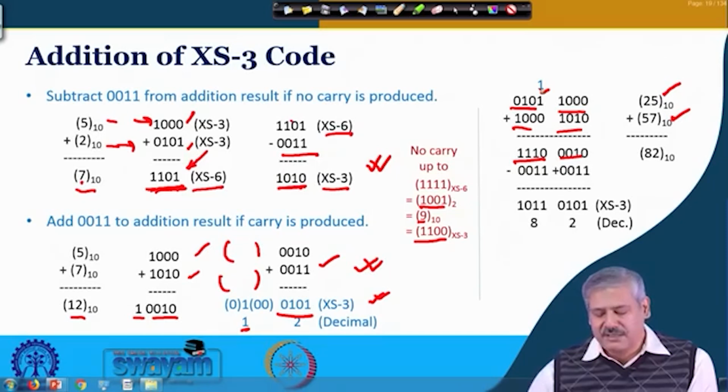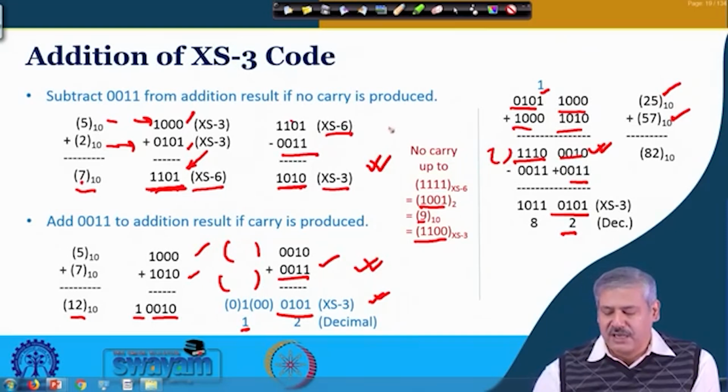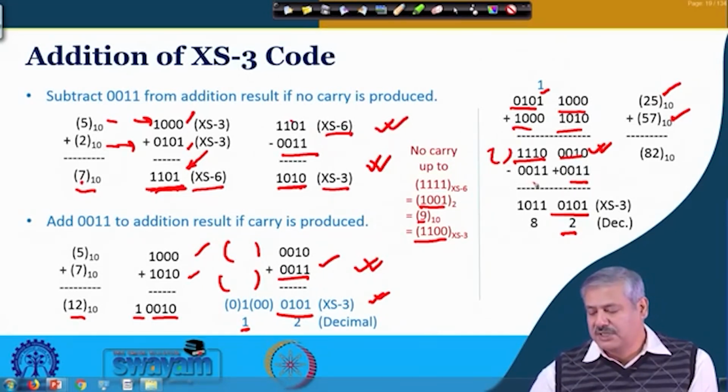Okay. So, when carry 1 is generated, for this particular excess3 digit of the decimal number, we have to add 3. So, that is what we will get, 0101. So, 0101 is the decimal representation of 2. Okay. And when you add carry over here, the number is 1110, and no carry is produced here. So, if no carry is produced, we shall follow this. So, 3 is to be subtracted. If you subtract 3 from it, we get 1011, and this 1011 is the decimal equivalent of 8. So, the final result is 82.